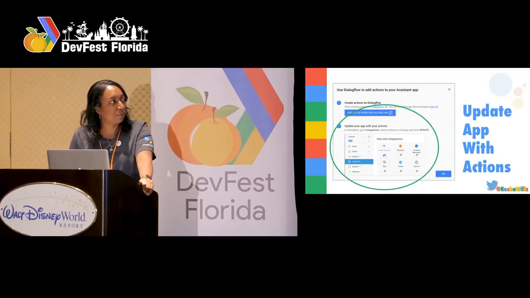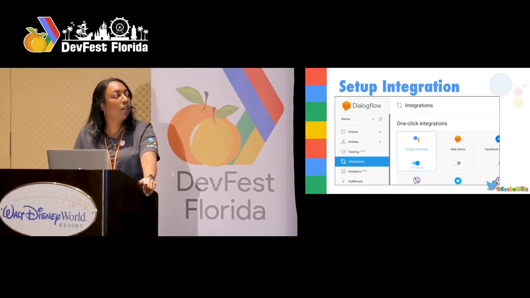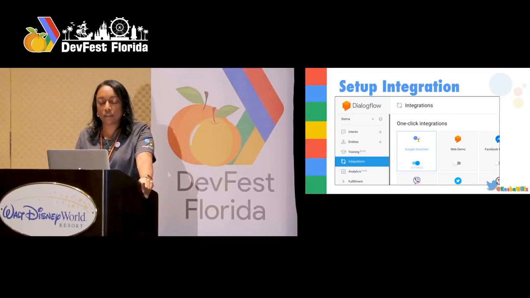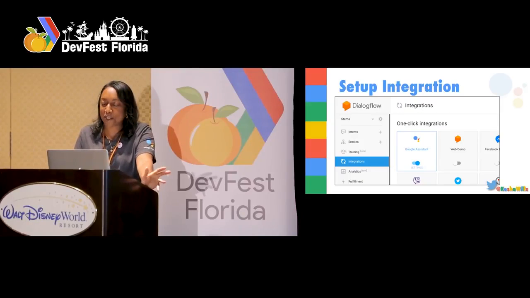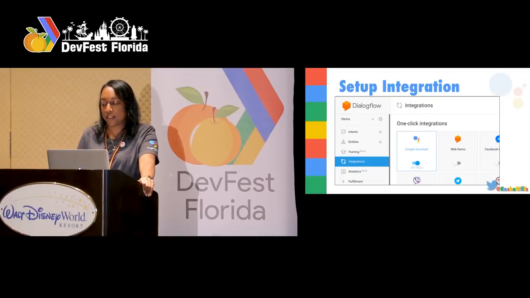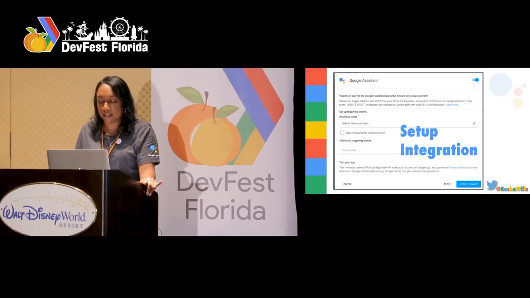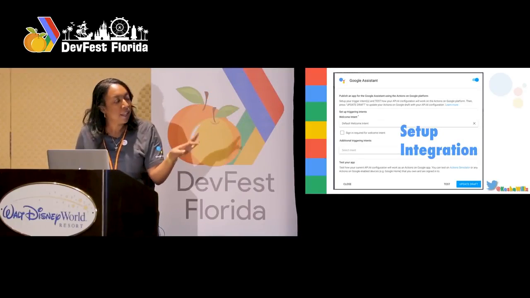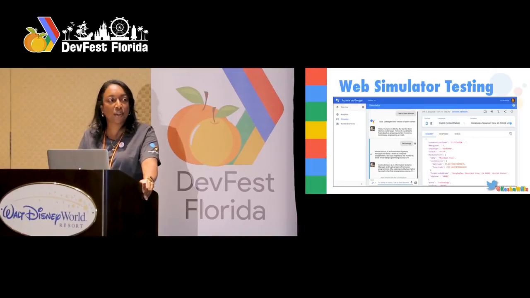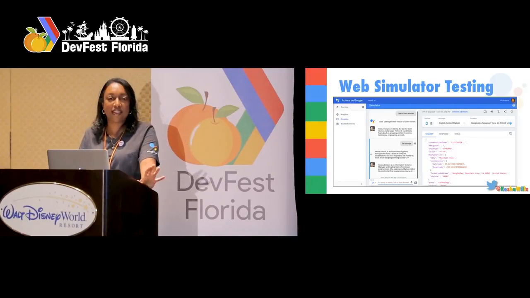So now we're looking at step two. So we need to update the app with actions. And you do that in Dialogflow through integrations. Now, one cool thing about Dialogflow, you can integrate with Facebook Messenger, Twitter, there's a long list. But today, of course, we're looking at Google Assistant. So you click on integrations, and then you click on Google Assistant, and then you set up your integration, you authorize, well, you enter some additional information like the welcome intent, and then you authorize, and then you test. So Actions on Google also has a simulator, and that's what this screenshot is. So here you can enter the phrase and see the response.